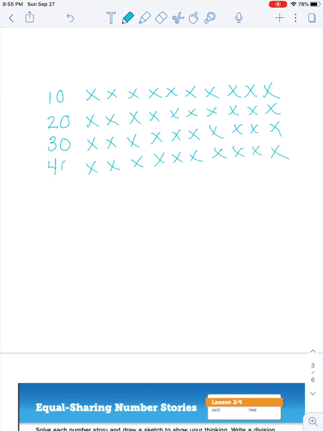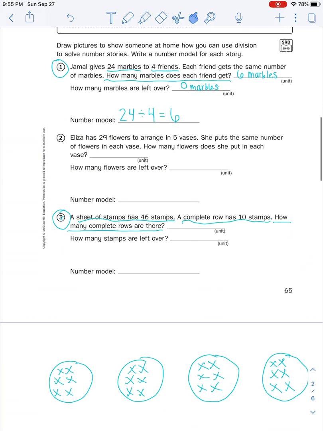What would happen though if I added another row of 10? Well, if I added another row of 10, that would get me up to 50 stamps, and I only have 46. So I can't add any more rows. I know that I still have 6 stamps left though. So those 6 stamps are going to be my remainder, because you can't share stamps. You can't rip them apart and use them. They're not usable if you do that. Okay, so I know that those 6 are just going to be my leftovers.